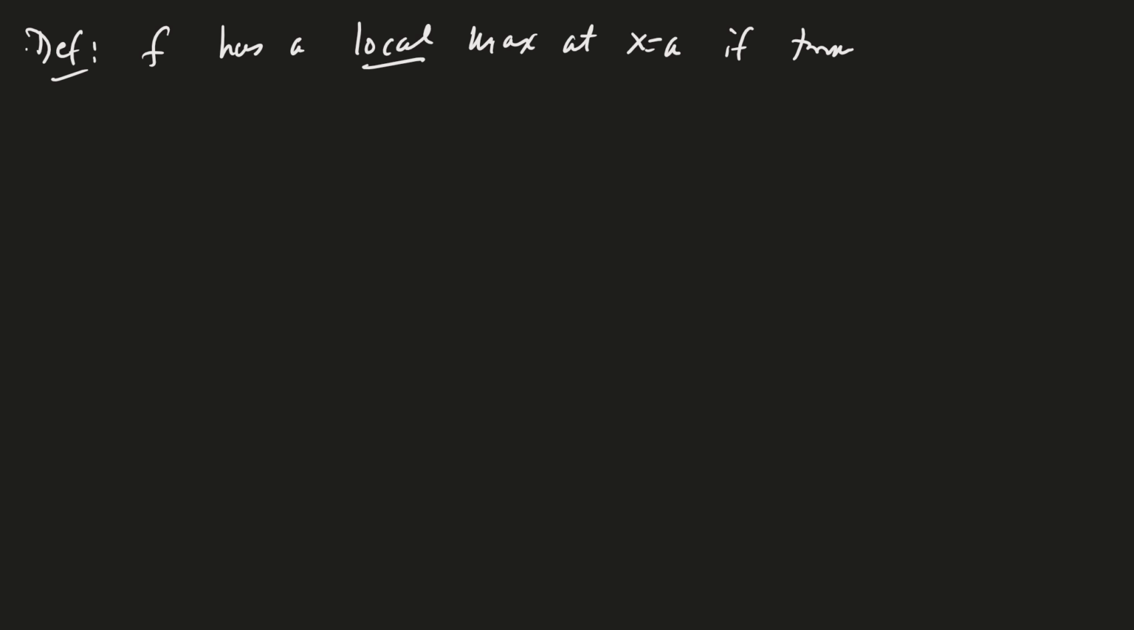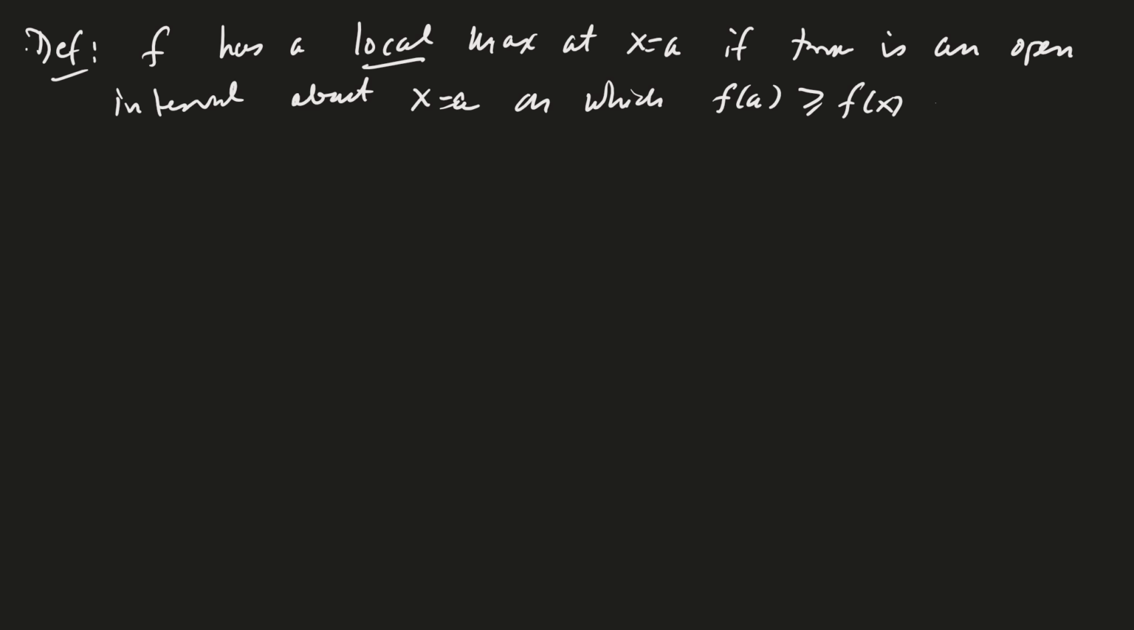Definition. Okay, definition. F has a local max at x equals a if there is an open interval about x equals a on which f of a is greater than or equal to f of x for, and this is the important part, for all x in the interval. Do you see how that matches with our picture from before?